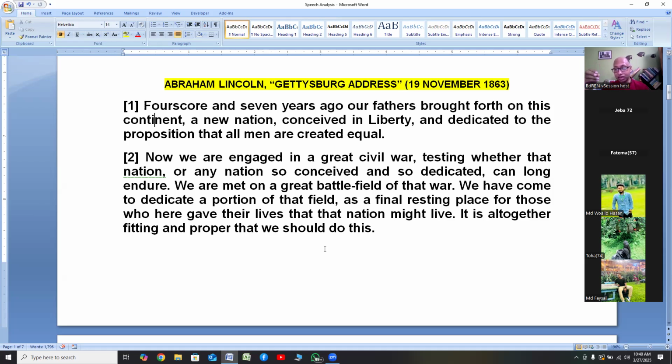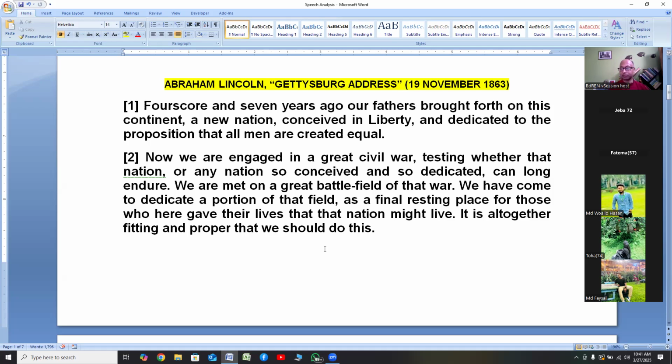Just think how he incorporates the spirit of belongingness into his people. This is another unique quality of a leader. He might have said, "You are engaged in a great civil war," but he did not use the pronoun "you." He uses the pronoun "we." We are engaged in a great civil war, testing whether that nation, or any nation so conceived and so dedicated, that is the nation which was conceived on the basis of the spirit of equality, on the basis of the spirit of freedom, on the basis of the spirit of racial indiscrimination.